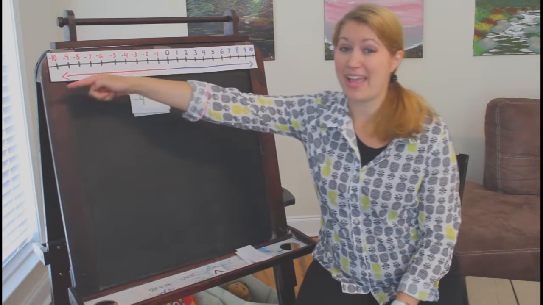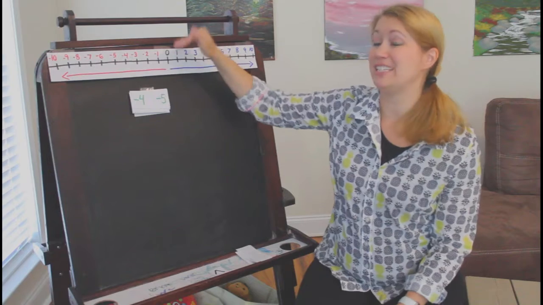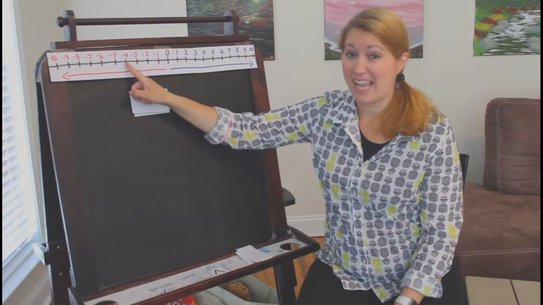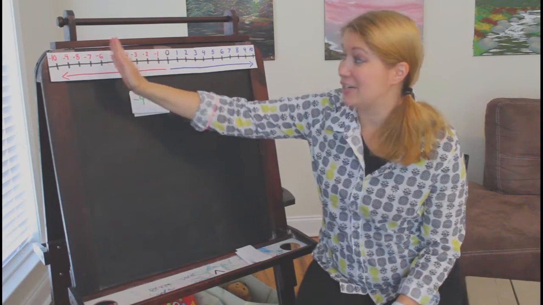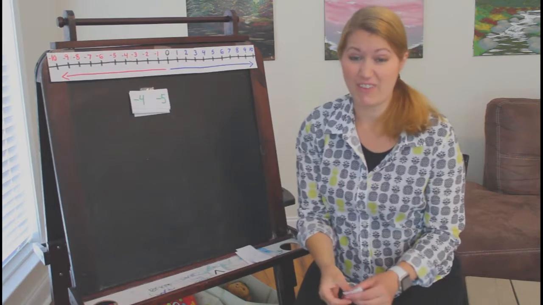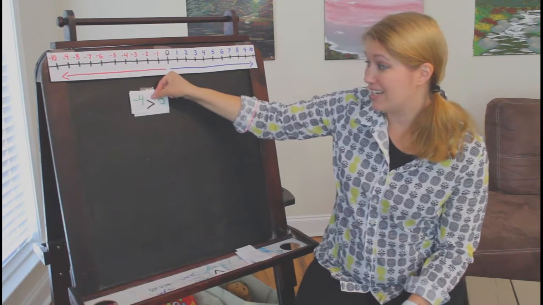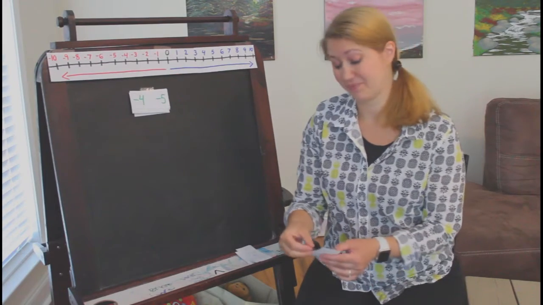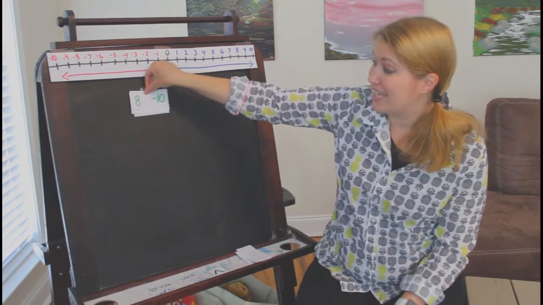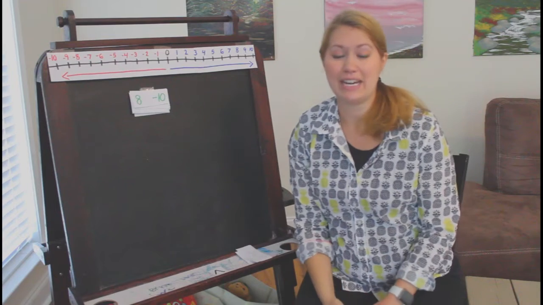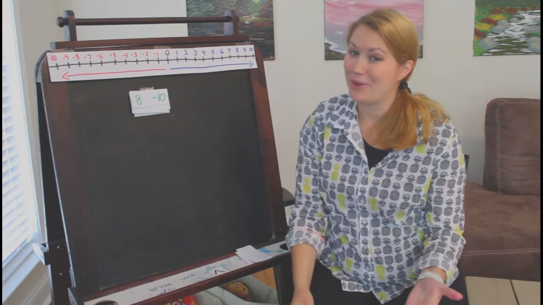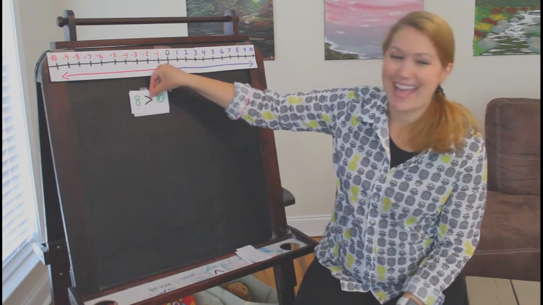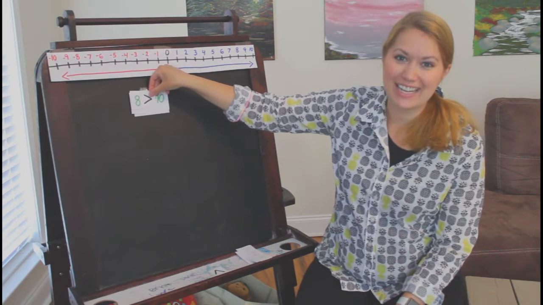As you go this way, you are decreasing in value. So -4, I've got to decrease some more to get to -5. So -4 is actually greater than -5. Let's try one more. 8 and -10. Which one? 8 is greater than -10.